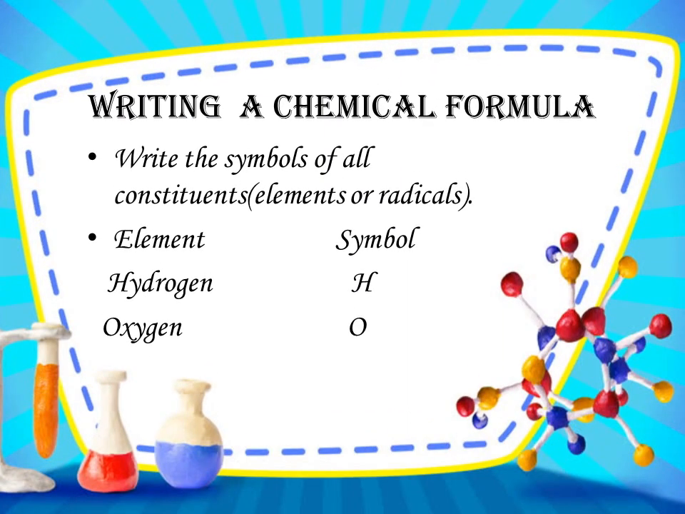To write the correct formula of a compound, you must know 2 things: the symbols of all the elements or radicals present in the compound, and the valency of each constituent element or radical of the compound. The steps for writing the chemical formula of a substance are: write the symbols of all the constituents, that is, elements or radicals. So hydrogen is represented as H and oxygen is represented as O.